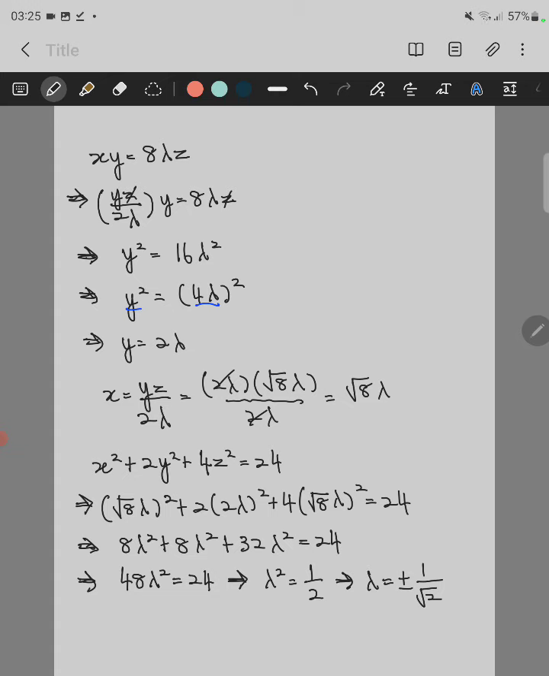So we have already found the values of our lambda from our constraint, after we substitute our x, y and z. Our lambda here will be equal to plus minus 1 over square root of 2. So after we found our lambda, it's not difficult to find our x, y, z. So now if lambda is equal to minus 1 over square root of 2, then we have our x, y, z, where x was what?